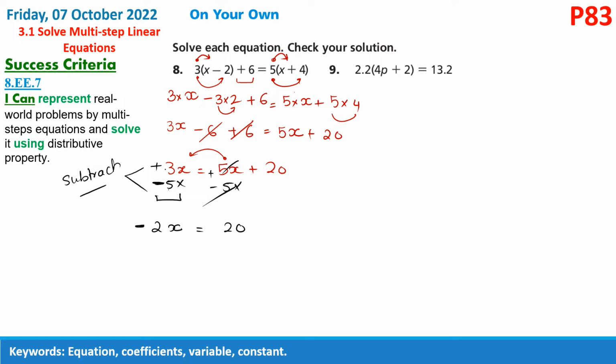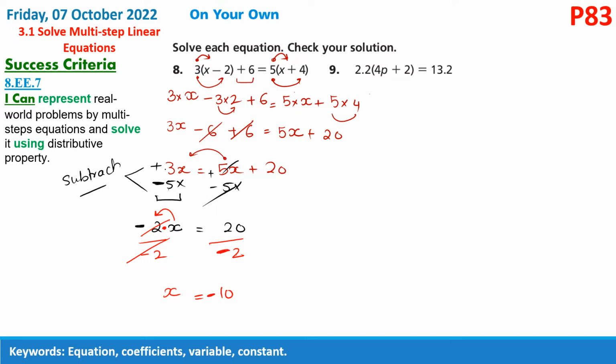Now this negative 2 is multiplying with the x, so you divide by negative 2 on both sides. So 20 goes in the table of 2. How many times? 10 times. And this minus we put it here.